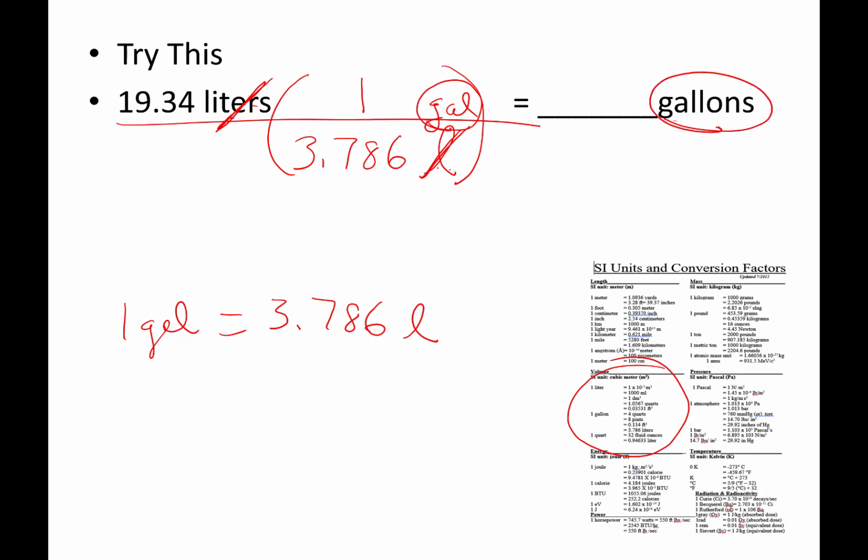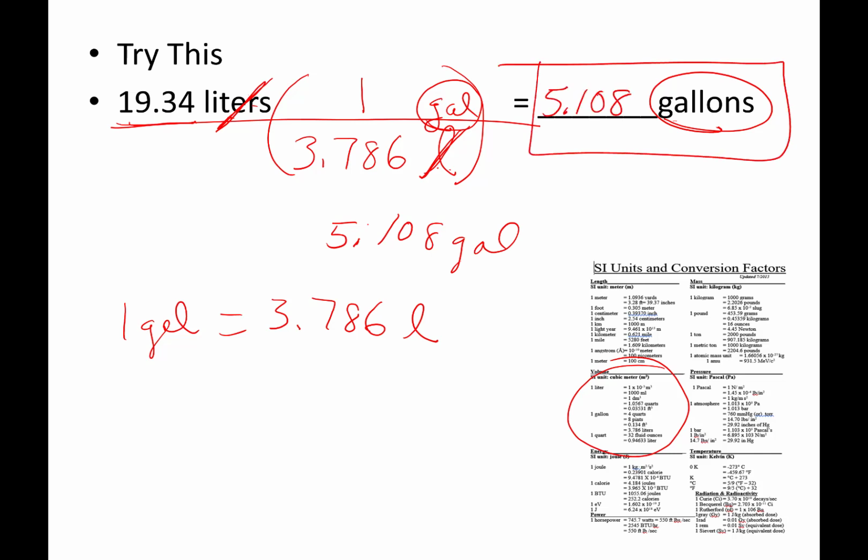I want to end up with gallons, but this is different. See the numbers down below? Down below means divide. So if I pick up my calculator, 19.34 divided by 3.786, I end up with 5.108 gallons. I started with 4 digits. This is 4 digits. I write them all down, 5.108 gallons. And that, my friend, is my answer.